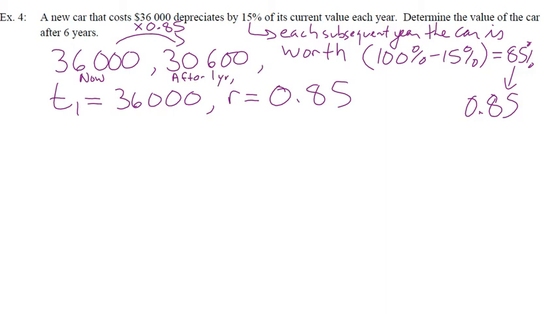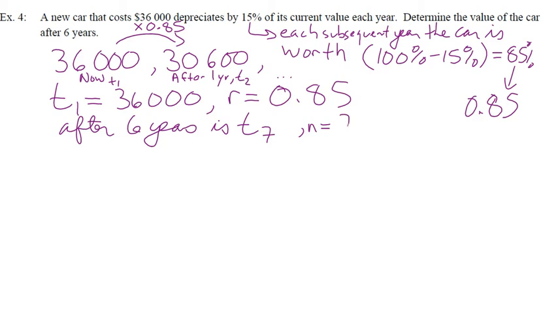Okay? Now you might want to keep going and just do another one, 30, whatever it is, and then say that's after 2 years. So you can see, okay, this is T1, T2, and so after 6 years is T7. Okay, so we're looking for T sub 7, right? And that means that n is equal to 7.